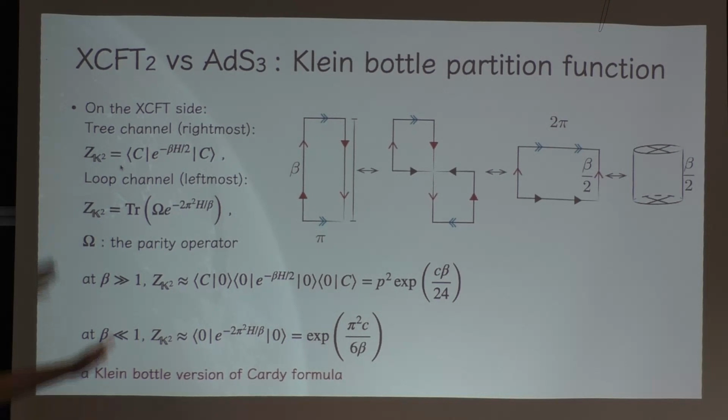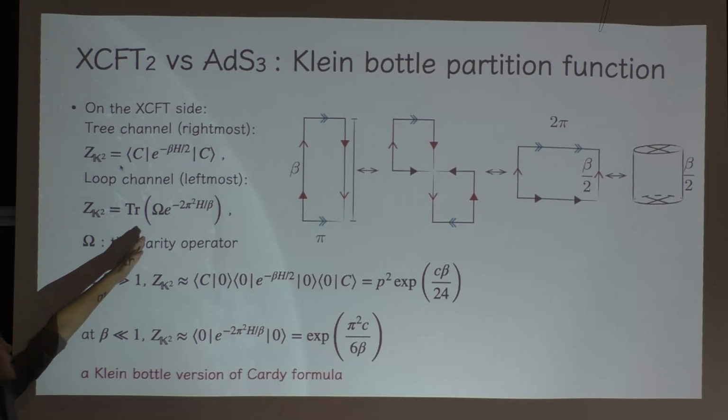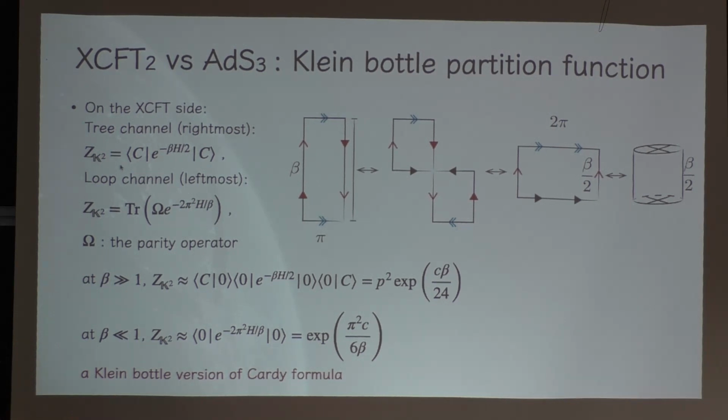On the other hand, if you look at the leftmost figure, the Klein bottle partition function can be written as something like this, where omega is an inverted parity operator. We can very easily solve two limits of this partition function. We can take the beta goes to infinity limit and the beta goes to zero limit, where we get some very universal expression of the partition function. This can be regarded as the Klein bottle version of the Cardy formula.